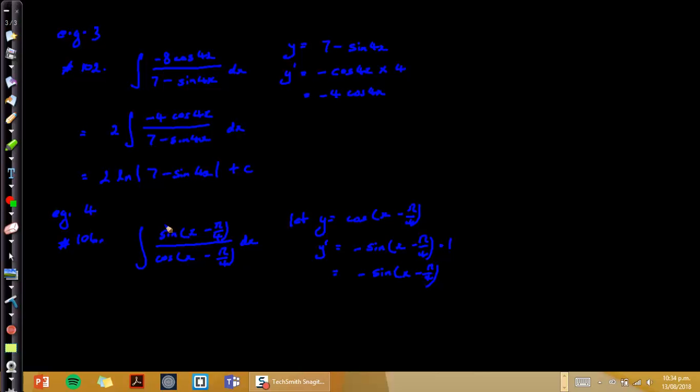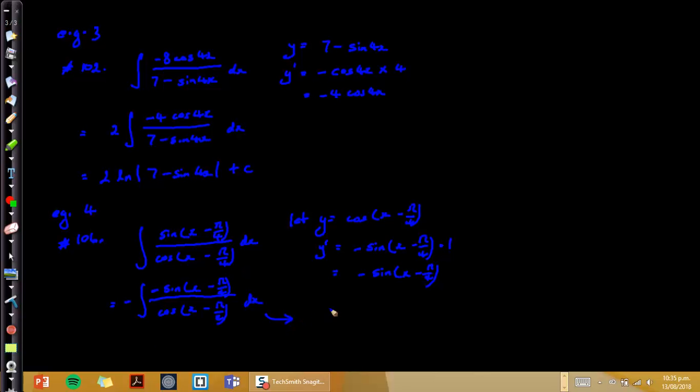Now if you check the top, that's basically the same as this thing over here, except for that negative sign. So we actually need to put negative 1 out the front, or just negative, and then put negative sine of x minus pi over 4 on top. Why are we doing that? Remember, we want the derivative of this bottom function to be on top. And by putting that negative there, we now do have the derivative of the bottom function on top.